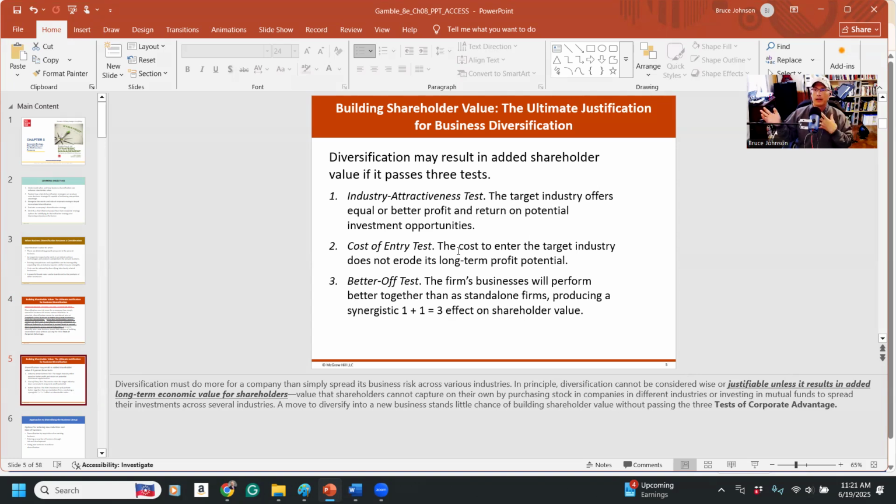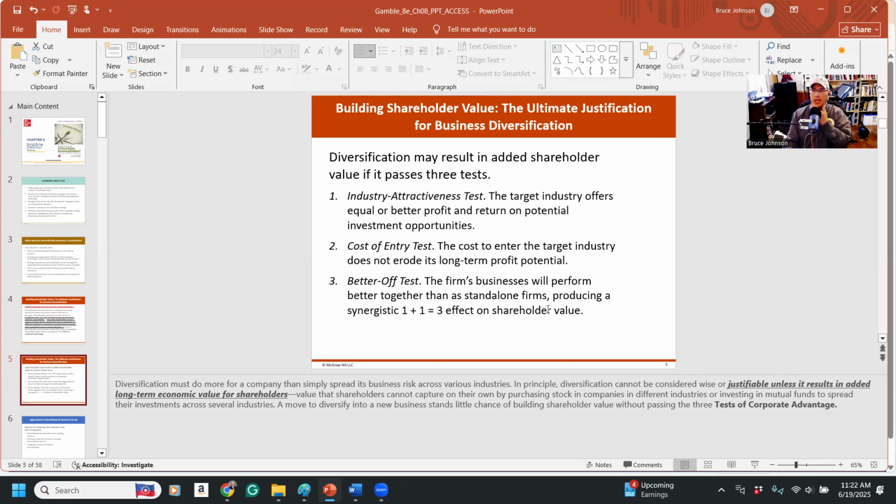It's not so horrifyingly expensive, especially if you're doing it yourself, or if you're buying an existing business that's in that business line. They don't have such a premium on their valuation that it doesn't make sense, and you're not going to be able to make money off it. And then the better off test is the firm's business will perform better together than as two standalone firms, where you've created that synergistic benefit where 1 plus 1 equals more than the sum of the parts. Okay, that's the only real theoretical justification for going after a business like this.